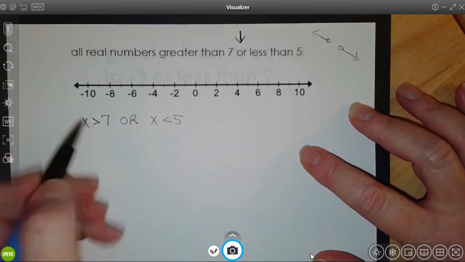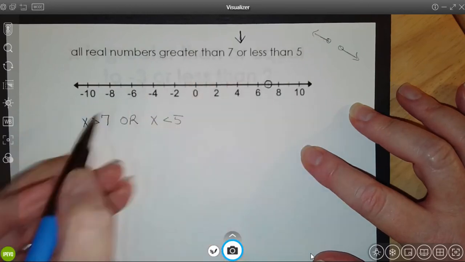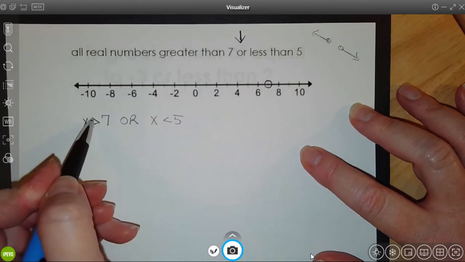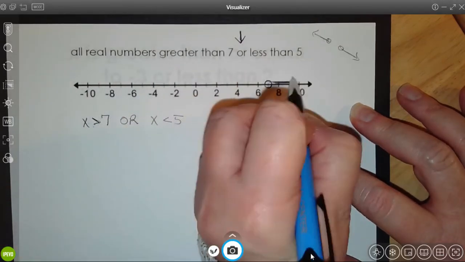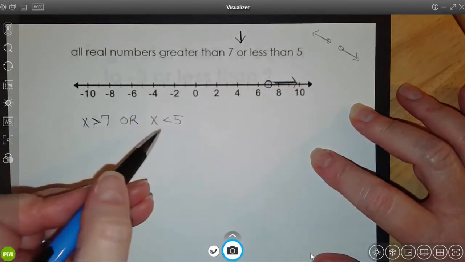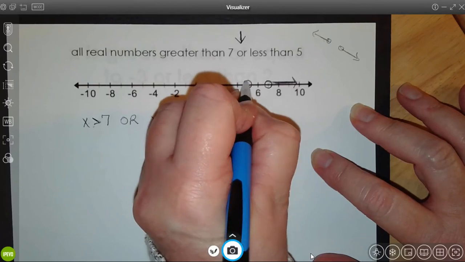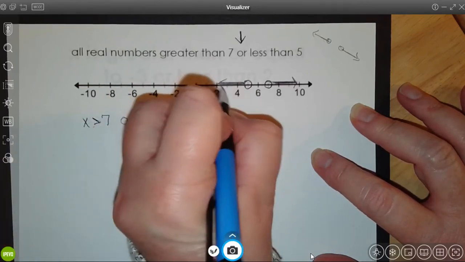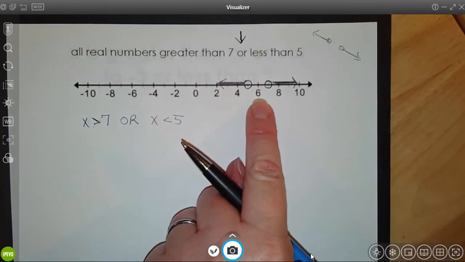So I'm going to go find 7 right here. Open circle because I didn't have an equal. It doesn't say or equal to. And open to the 7 means I'm going to go to the right. And then less than 5. So I'm going to find my number 5. Less than is going to be coming this way. And I did get my expected picture for an or situation.